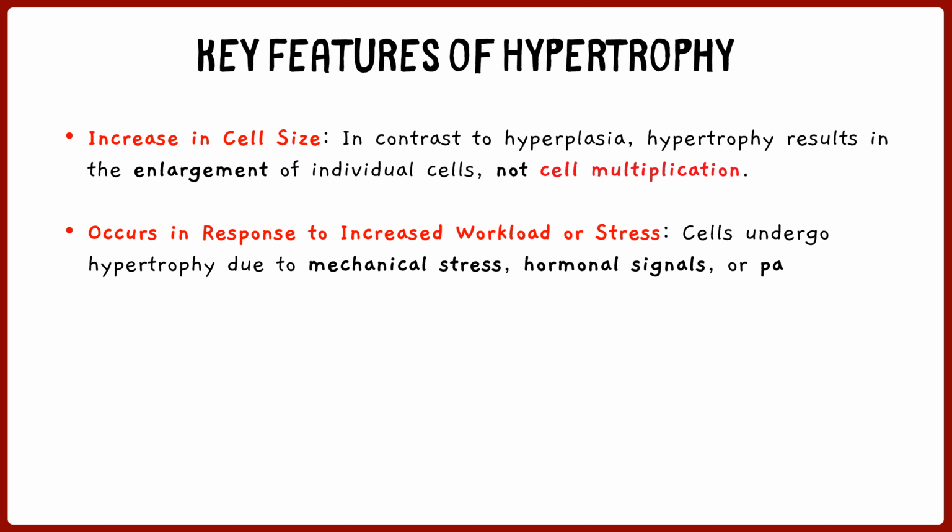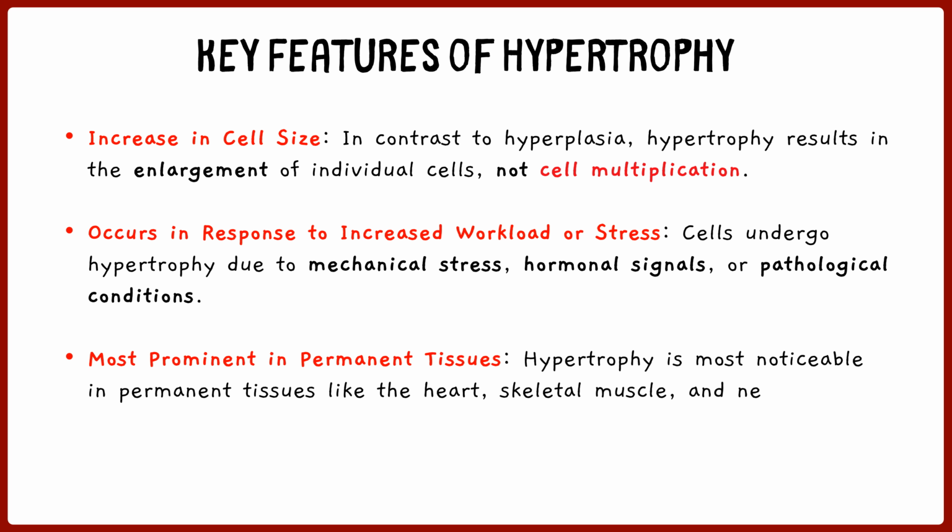It also occurs in response to an increased workload or stress. So the cells are going to undergo hypertrophy due to mechanical stressors, hormonal stressors, or pathological conditions, like we mentioned. And the most prominent tissues that are affected by hypertrophy are usually the permanent tissues. Hypertrophy is most noticeable in the permanent tissues like the heart, the skeletal muscles, and nerves, which are all the tissues that don't regenerate new cells easily.